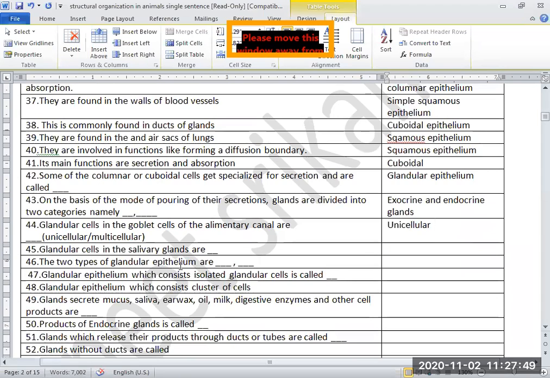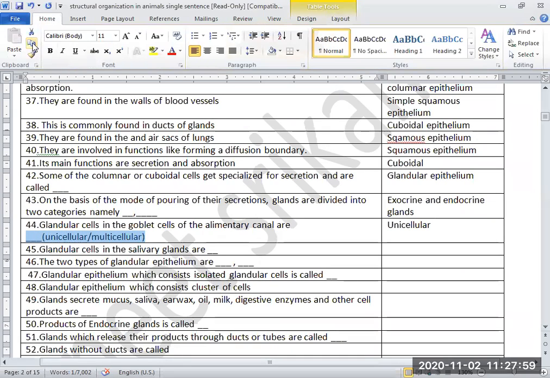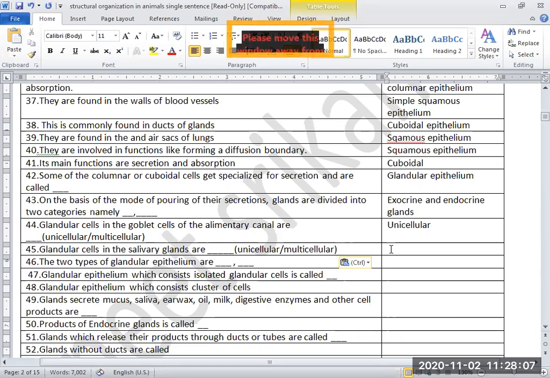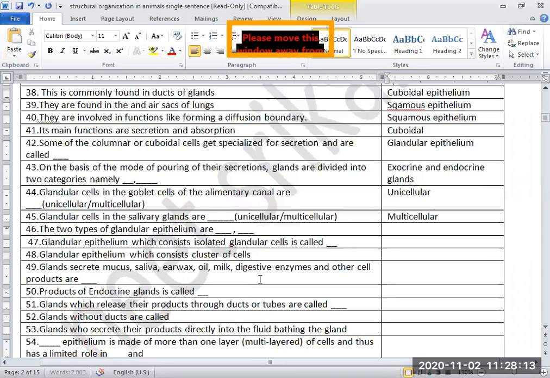Next, the glandular cells in the salivary glands are. We are asking a similar kind of question. You have to choose the answer as unicellular or multicellular. Multicellular, very good. These are multicellular.